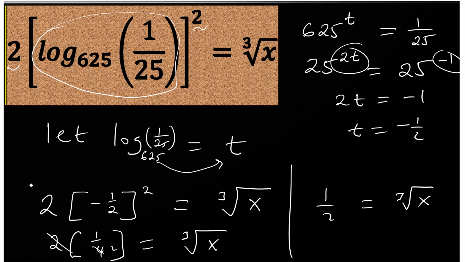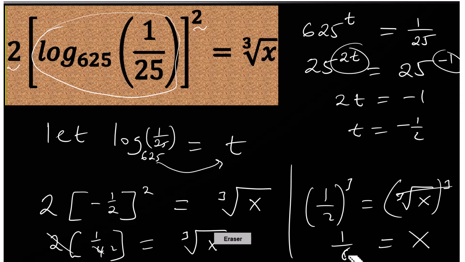Okay. All right, so from here we can remove the cube by taking cube on both sides. This side will go left with x. We have 1 on 8. So 1 on 8 is the solution to this problem.